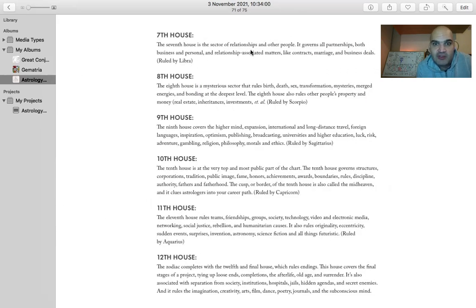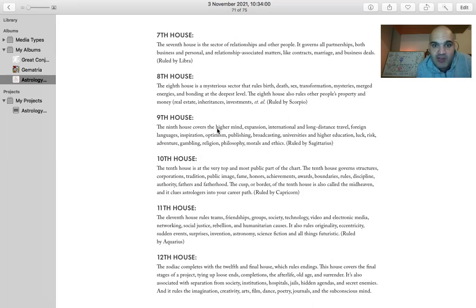The seventh house is the sector of relationships and other people. It governs all partnerships, both business and personal, and relationships associated with matters like contracts, marriage, and business deals, and is ruled by Libra. The eighth house is a mysterious sector, rules birth, death, sex, transformation, mysteries, merged energies, bonding at the deepest level. The eighth house also rules other people's property and money, real estate, inheritances, investments, and is ruled by Scorpio.